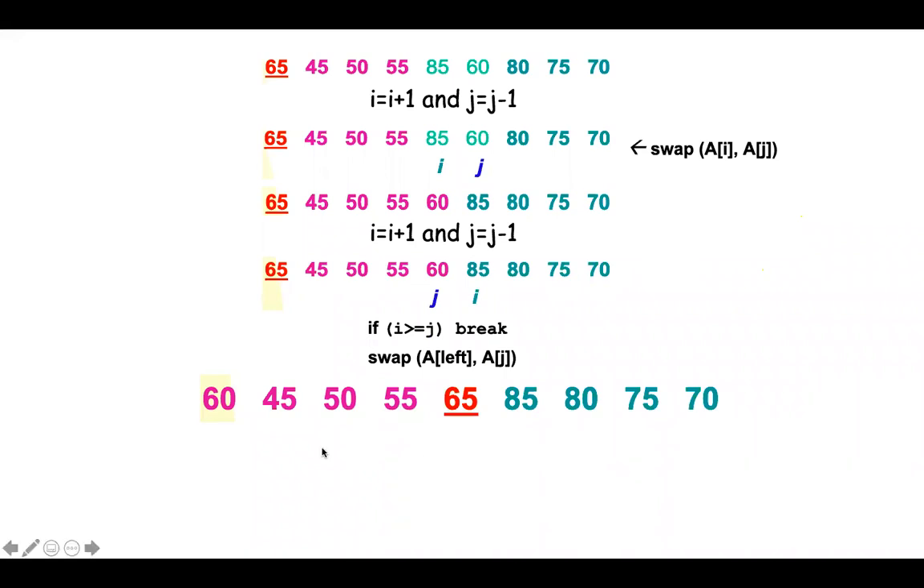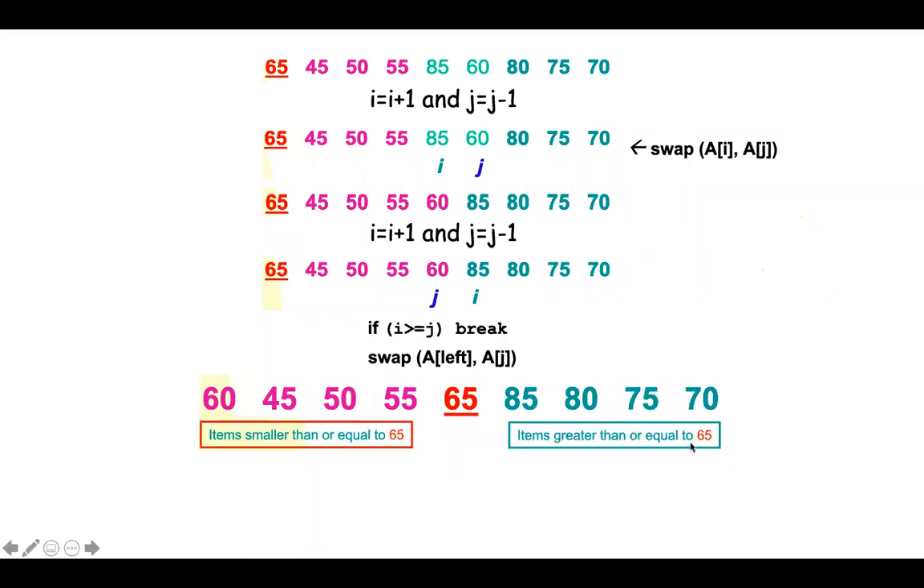This is the array you got. 65 was the first element, and it has reached the middle position in the array. Left side elements are less than 65, and right side elements are greater than 65. So, divide and conquer: the array is now divided into two parts, a left part and a right part.